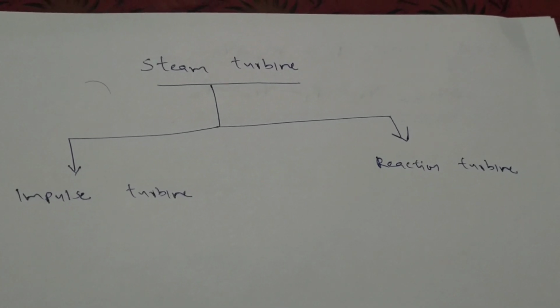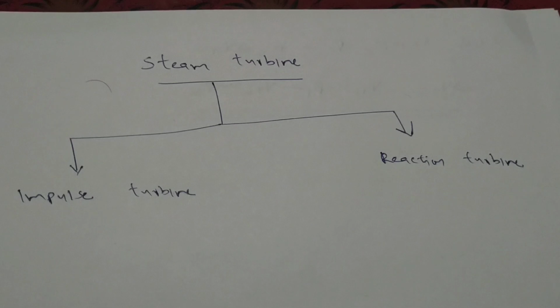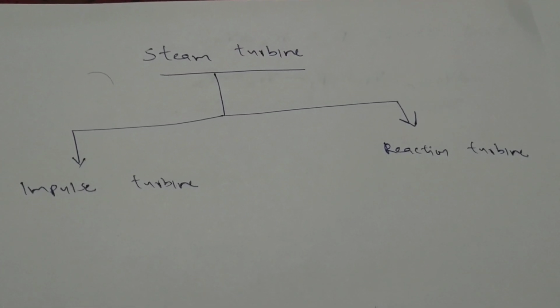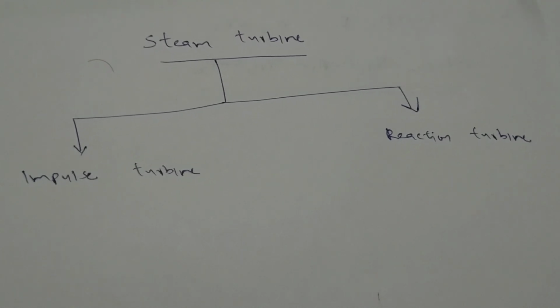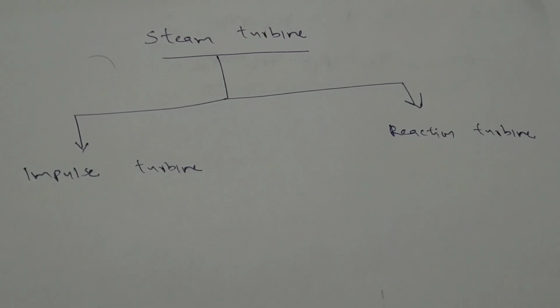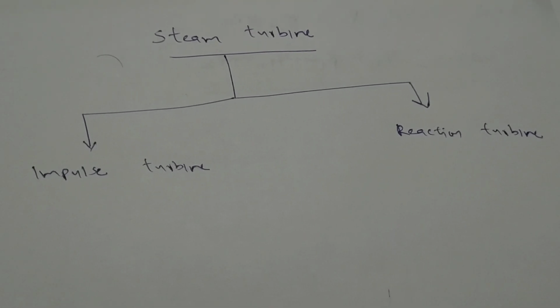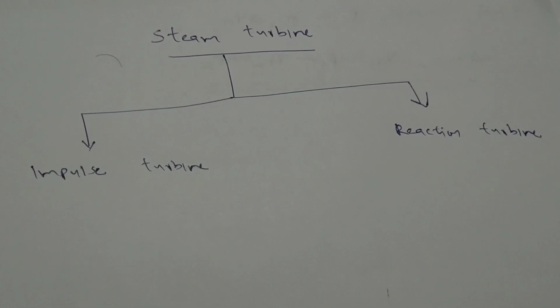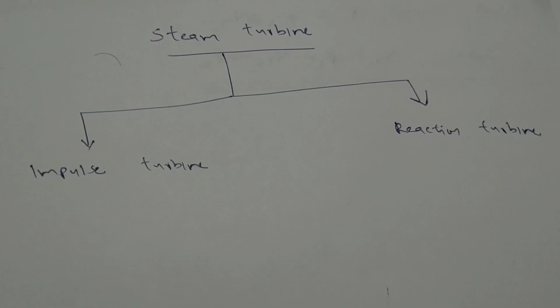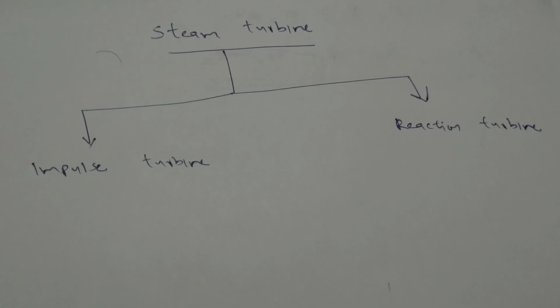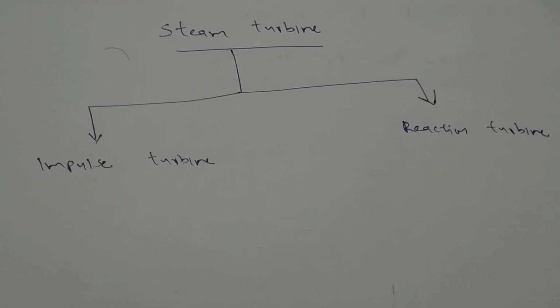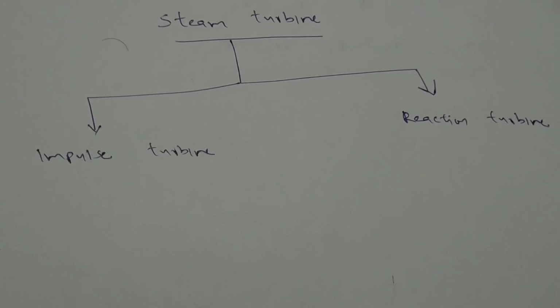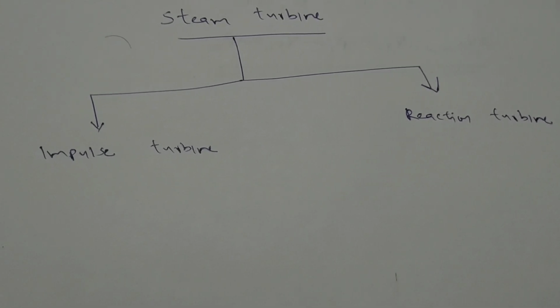So in impulse turbine, as the word suggests, it is something to do with impulse. The main thing in it is impulse. So impulse, anyway you know it already. You have learned about impulse of jets in fluid machinery also. Okay, so you know what is impulse. So impulse turbine works on the principle of impulse. It works on the principle of conservation of momentum.